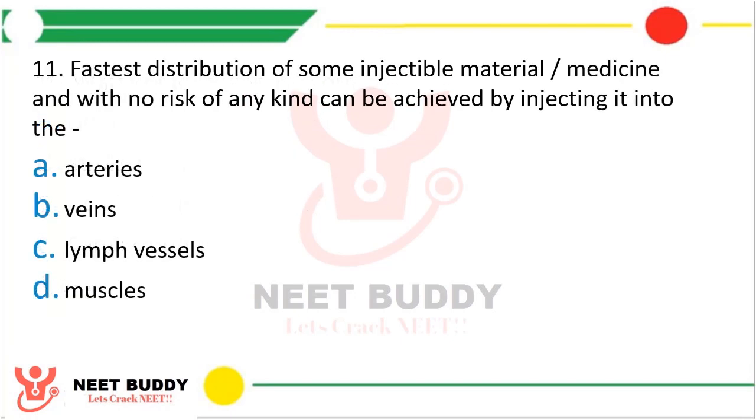Question number 11. Fastest distribution of some injectable materials, medicine, and with no risk of any kind can be achieved by injecting it into arteries, veins, lymph vessels, or muscles. Fastest distribution of injectable materials with no risk of any kind can be achieved by injecting that medicine into which of the following? The correct answer is option B, veins. It's not option A because you cannot find arteries easily, and whenever we inject something we say we are giving it IV, that is intravenous. So we inject it into veins.